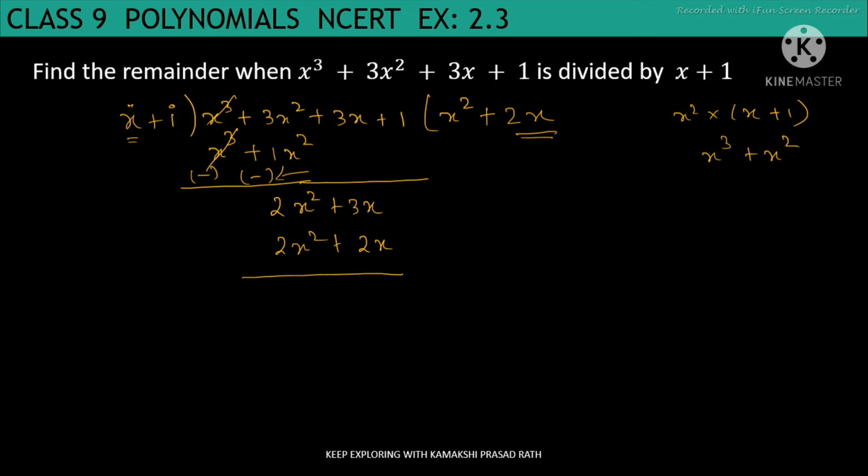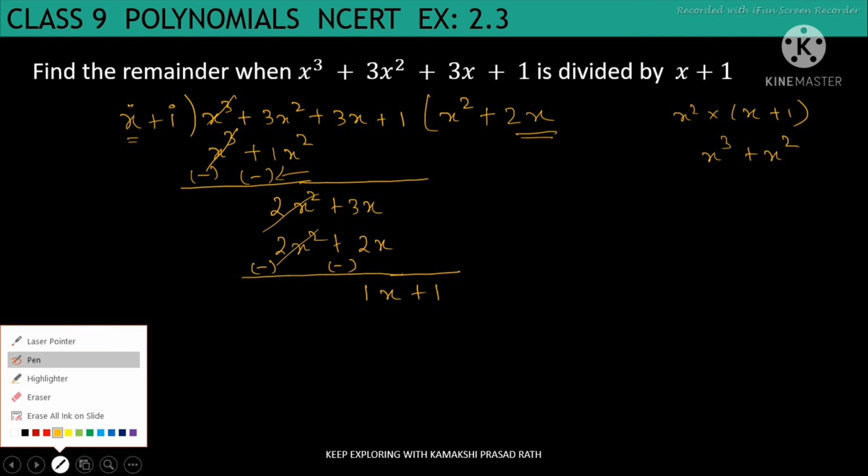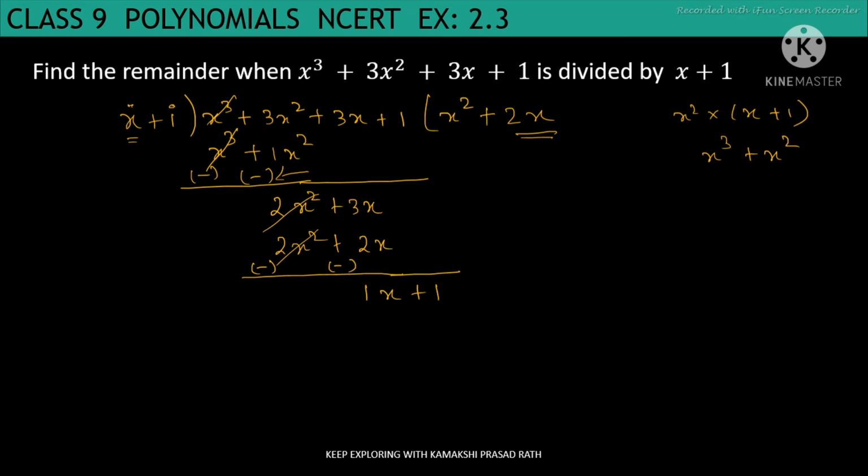Next again subtraction. When you subtract, the sign changes, plus becomes minus. So 2x squared and 2x squared get cancelled. Plus 3 minus 2, we get 1x. So we can get 1x, we just leave it. Next we have 1 here. So this 1 will be brought down. So in this case what we have, you see 3x minus 2x gives you only x. Now what we have, x plus 1.